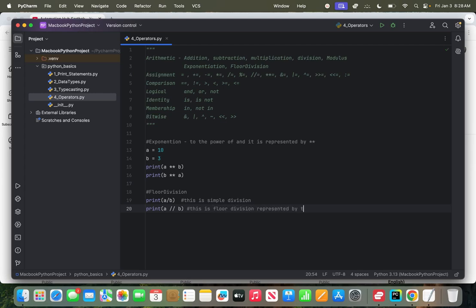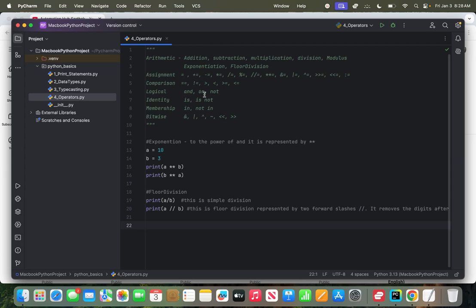represented by 2 forward slashes. It will remove digits after decimal. Okay, so this is floor division. So these are the two things which are required for your arithmetic operators.